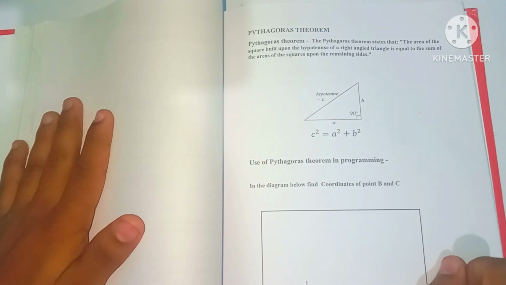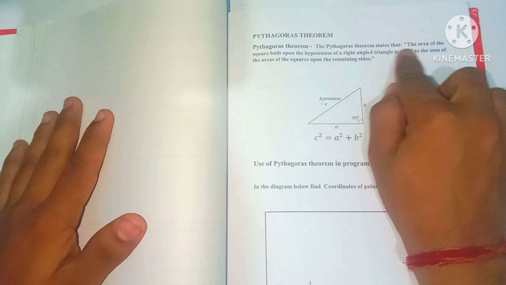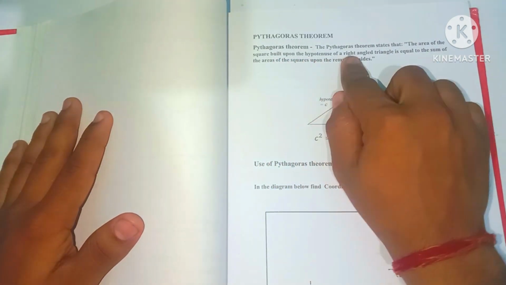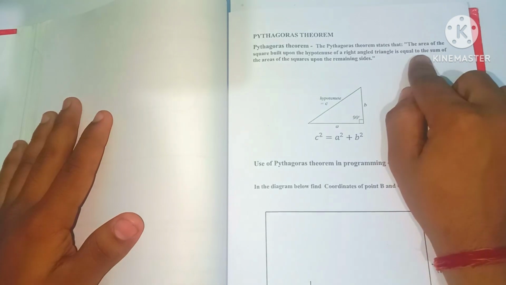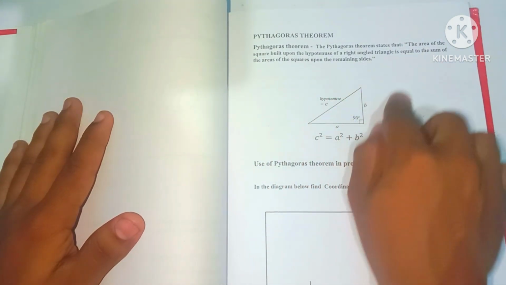Today's topic is Pythagoras theorem. The Pythagoras theorem states that the area of the square built upon the hypotenuse of a right-angled triangle is equal to the sum of the areas of the squares upon the remaining sides.